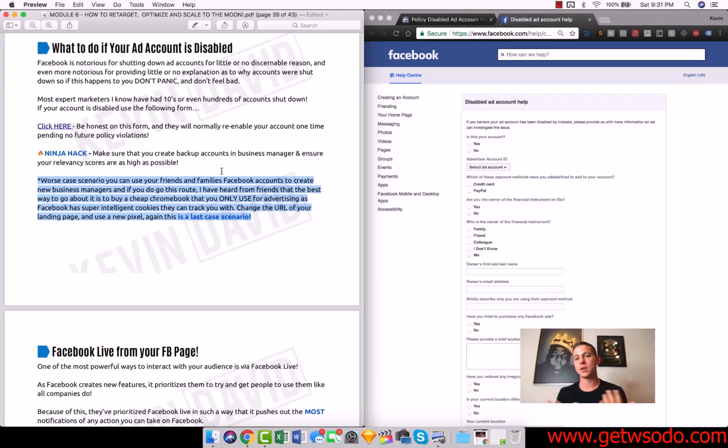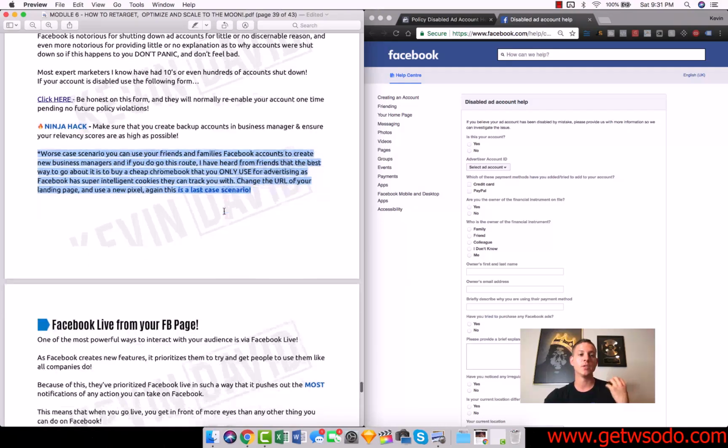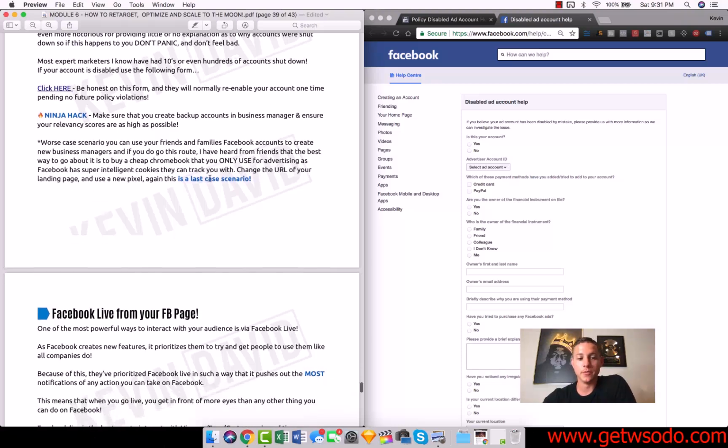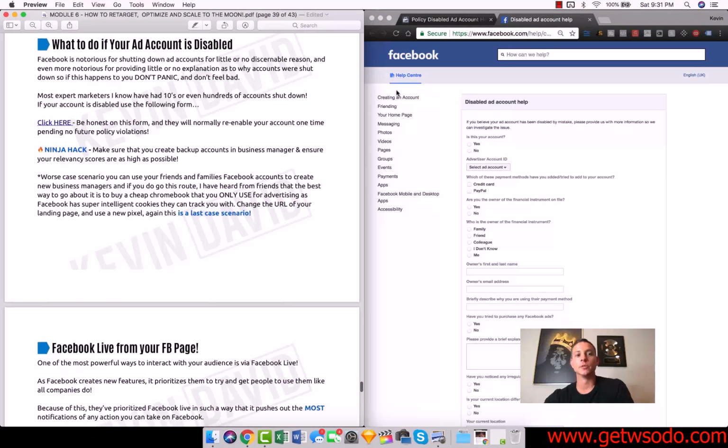But again, Facebook is incredibly smart. You never really want to purposefully violate their terms of service if you can help it. But if you're desperate and you really want to advertise on Facebook and they're not allowing you to, and you've learned from your mistakes, there are a couple of ways, like creating backup accounts or using friends and family. But you just have to be a little bit more careful and not use the same computer and IP and things like that. You have to be a little bit more cautious about that, or so I've heard from people who've done that method. So that is what you do if your ad account is disabled.